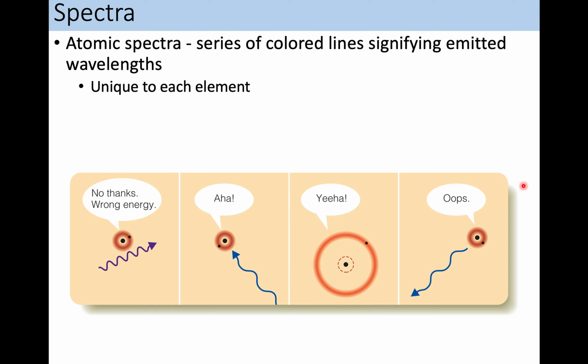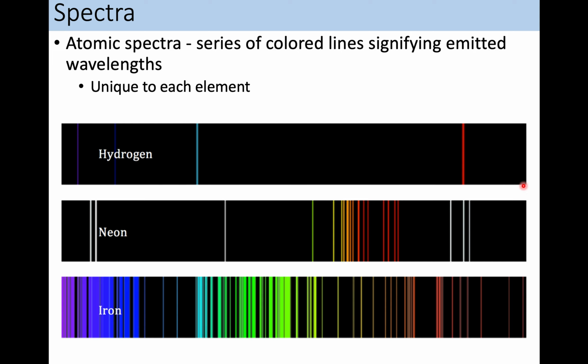So spectra, we call atomic spectra a series of colored lines that are signifying the emitted wavelength, and it's very unique to each element. So remember that each element absorbs and emits photons only at specific wavelengths, only at the wavelengths that work with that specific element. So what that means is we can look at the spectra, or the graph of the types of wavelengths that are emitted, and determine precisely which element we're looking at.